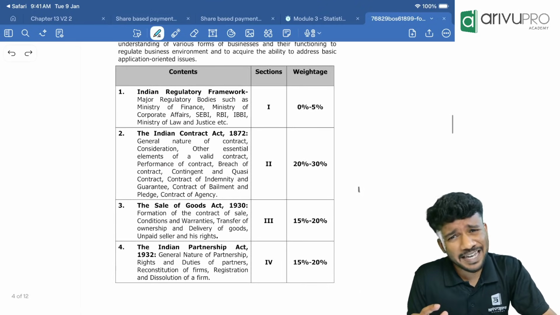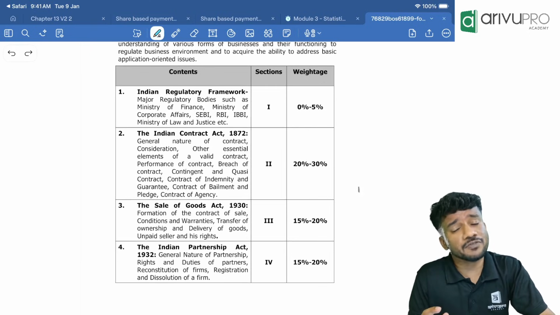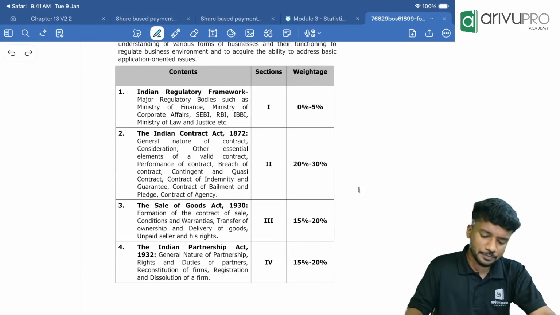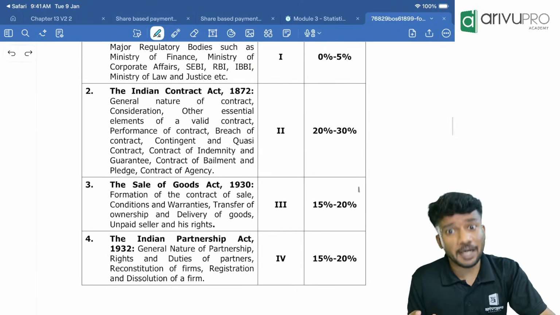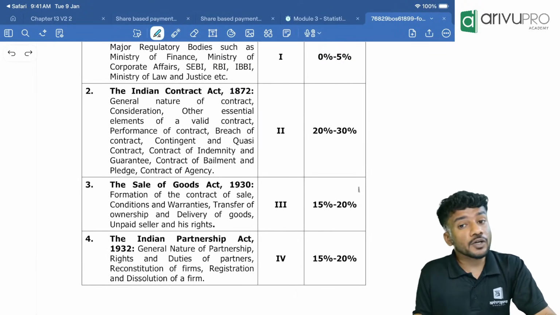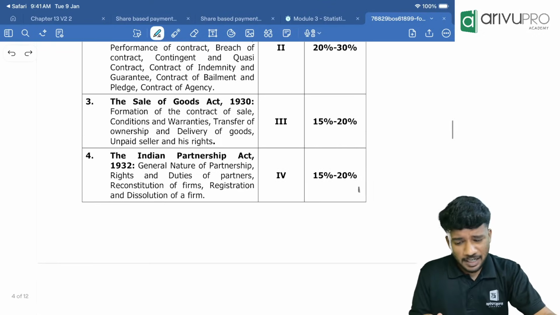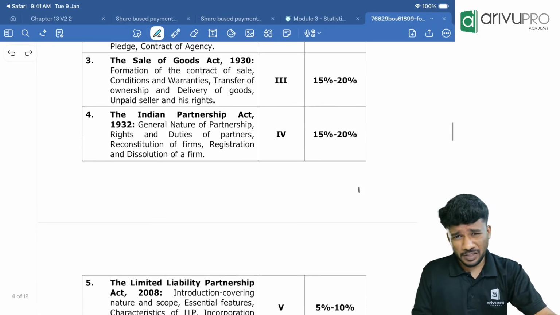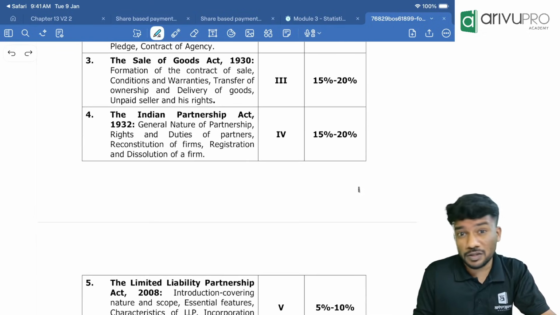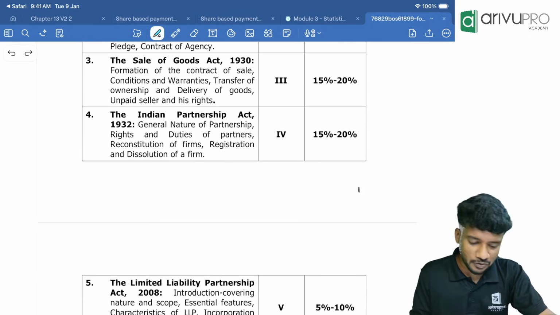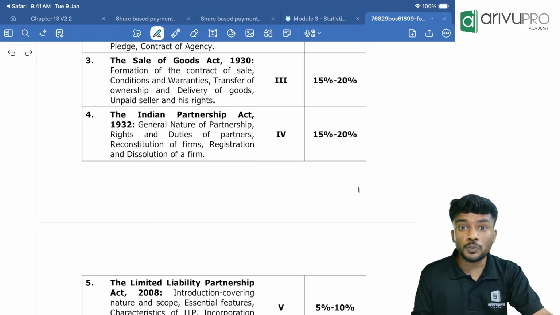Law, the first chapter can go up to 5%. That means 5 marks can be there from the first chapter. Then the second chapter is a high weightage chapter. The Indian Contract Act will give you up to 30 marks. Then third chapter and fourth chapter can give you, together not separately, up to 20 marks.